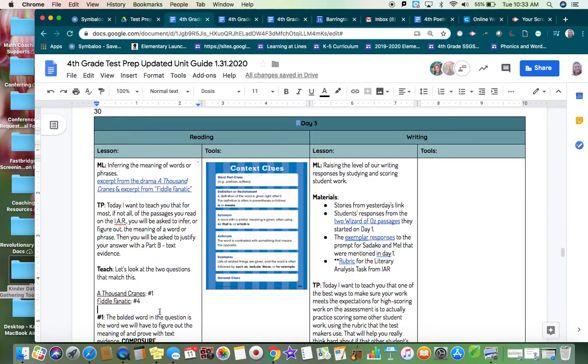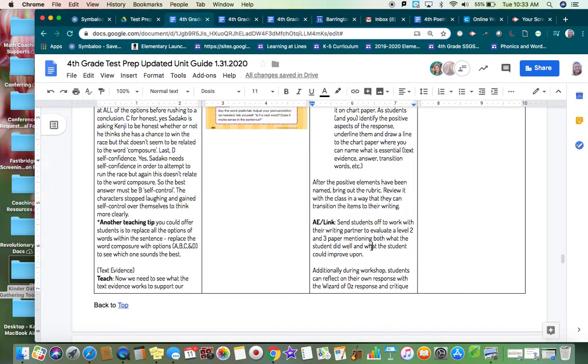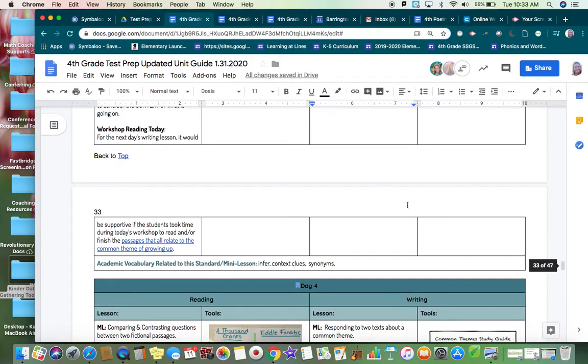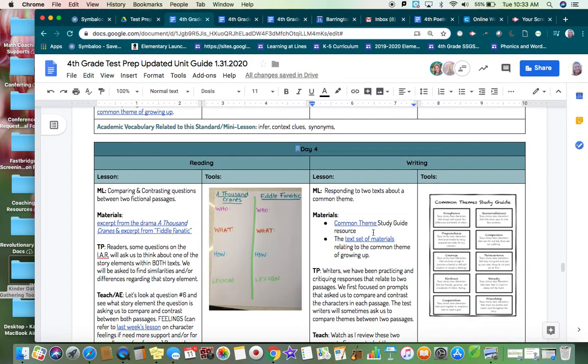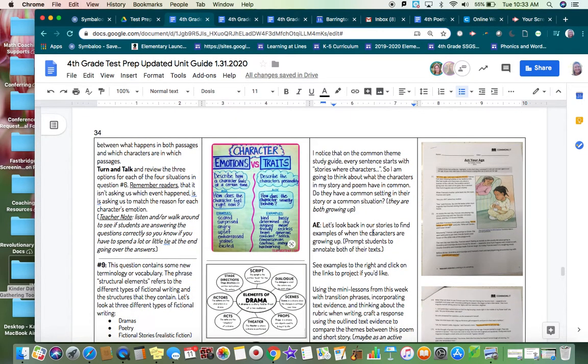What better resource to use than our benchmark? So we just brought some of that in. And on the other hand, in the writing side of things, we're really talking about answering that prompt and how to bring in the multiple pieces of text evidence. So here we find ourselves at day 4, where all of this is boiling down to get to that multiple pieces of text evidence to answer a prompt.